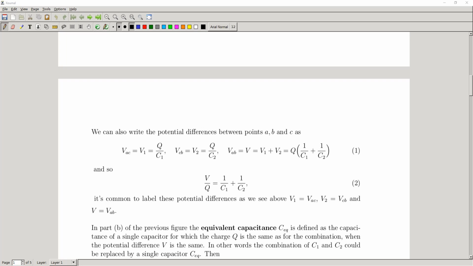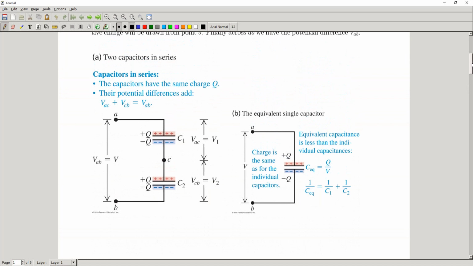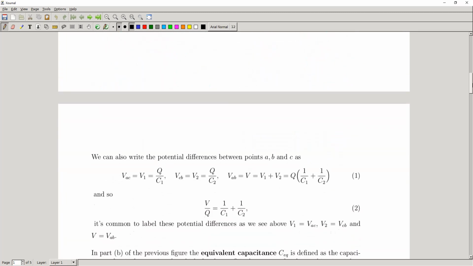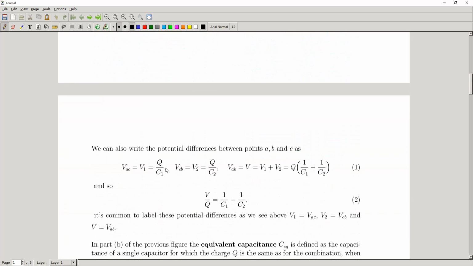We can use that equation to build expressions for our potential drops, or potential differences, across points A, B, and C. So we can see that our potential difference VAC is going to be equal to Q over C1. Q is the same everywhere, like we just talked about. It has to be the same Q, and C1 is the capacitance of our first capacitor.